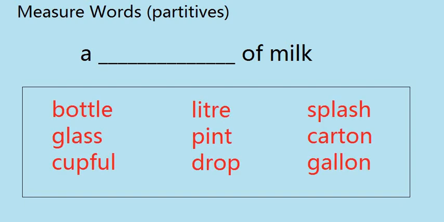We could say a bottle of milk, a glass of milk, or a cupful of milk. A litre of milk, a pint of milk, a drop of milk, a splash of milk, a carton of milk, or a gallon of milk. So remember, don't say a milk. Using these partitives can improve your grammar score and maybe even your vocabulary score.